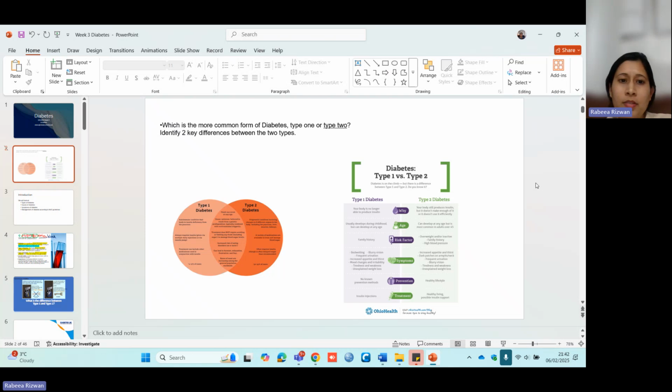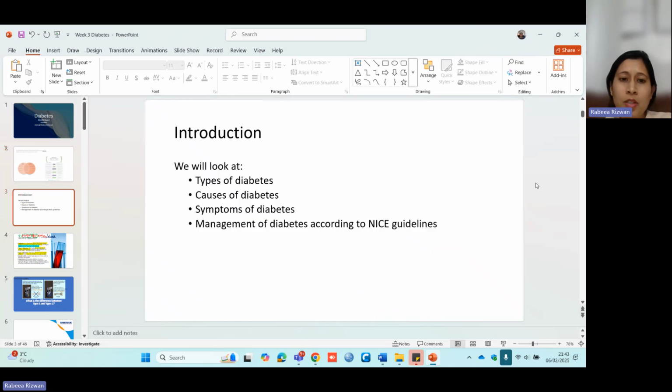So, let's start. What is diabetes, what are the main symptoms, types, what do we mean by it? Actually there are two types of diabetes, type 1 and type 2. So let's go first to the introduction, then we will discuss this. Today we will look at the types of diabetes, the causes of diabetes, symptoms of diabetes, and the management of diabetes according to NICE guidelines.